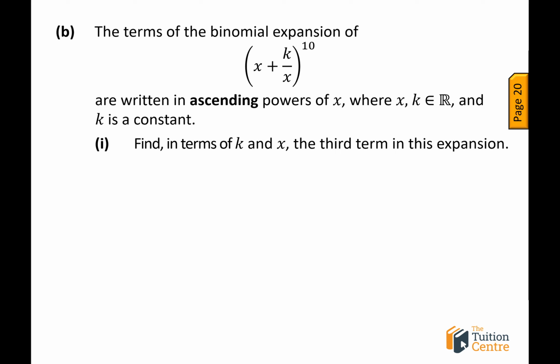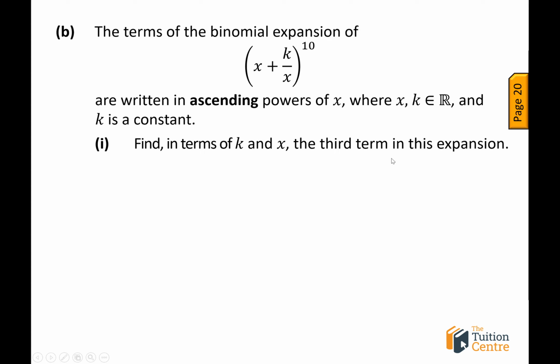This was the binomial expansion question from the Deferred paper of 2023, and it was definitely a difficult question. It says the terms of the binomial expansion of (x + k/x)^10 are written in ascending powers of x, where x and k are elements of R and k is a constant. Find, in terms of k and x, the third term of the expansion.